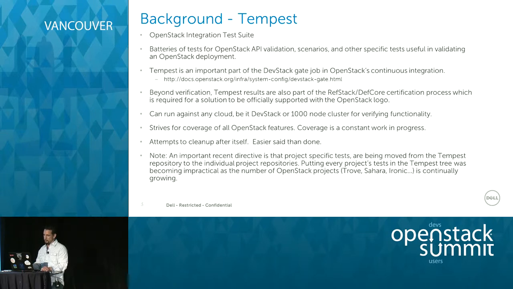Beyond verification, Tempest results are also a part of RefStack and DefCore certification process. So right now, if you want to get the OpenStack stamp of approval, you have to deploy RefStack and run it against your cloud and submit the results to DefCore. And if you pass, you'll get the certification. Tempest right now is used for that. I heard today, actually, that there may be something else used for verification as well, but right now Tempest is the only verification tool they're using.